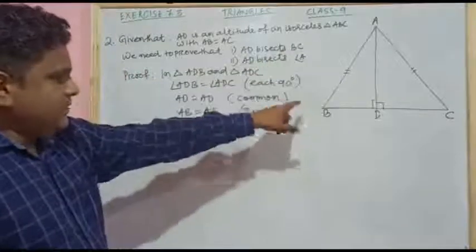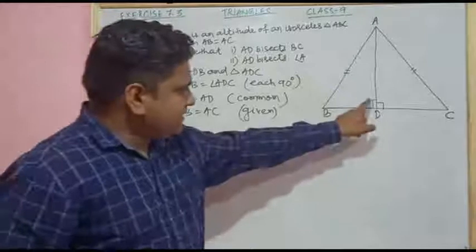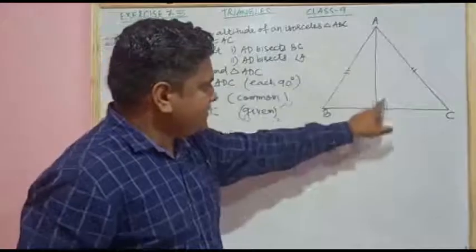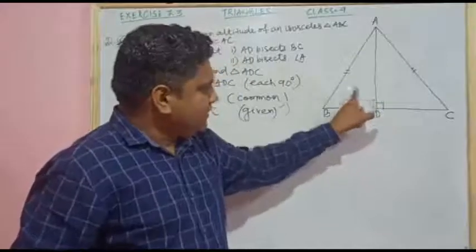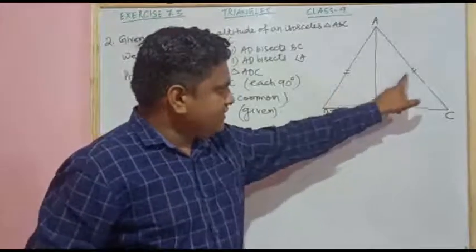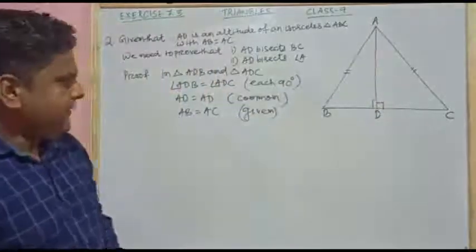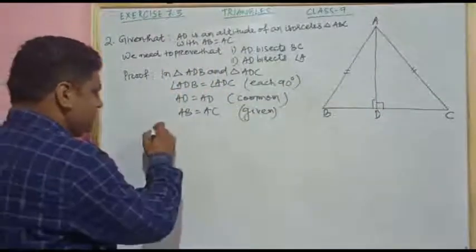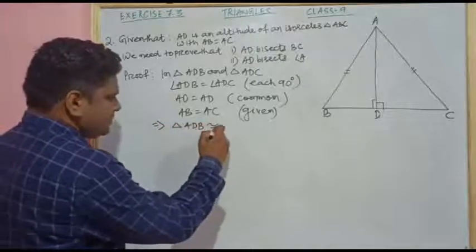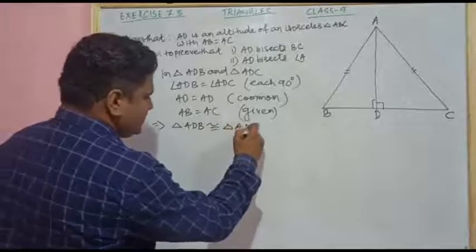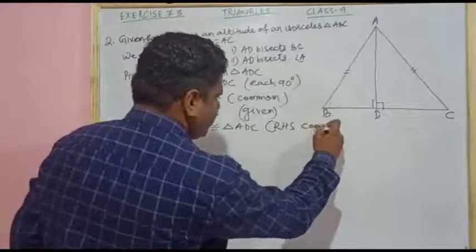In triangle ADB and triangle ADC, AB and AC are hypotenuse because this is 90 degrees, this is a right angle, this is hypotenuse, and one side is common. So by RHS congruence rule, we can write triangle ADB is congruent to triangle ADC. RHS congruence rule.